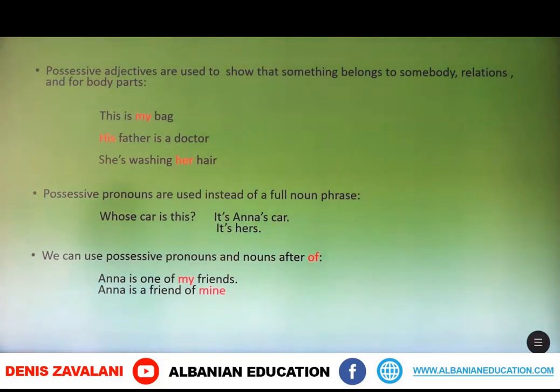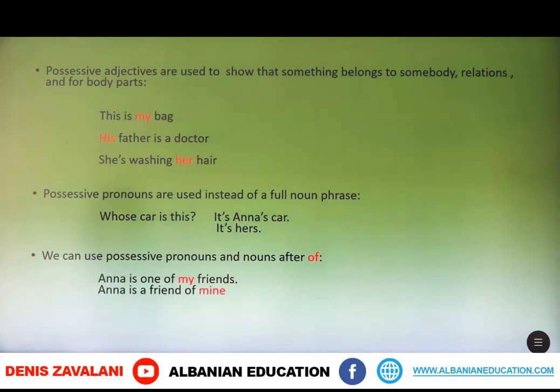Possessive adjectives are used to show that something belongs to somebody, relations, and for body parts. For example, this is my bag. His father is a doctor. She's washing her hair.